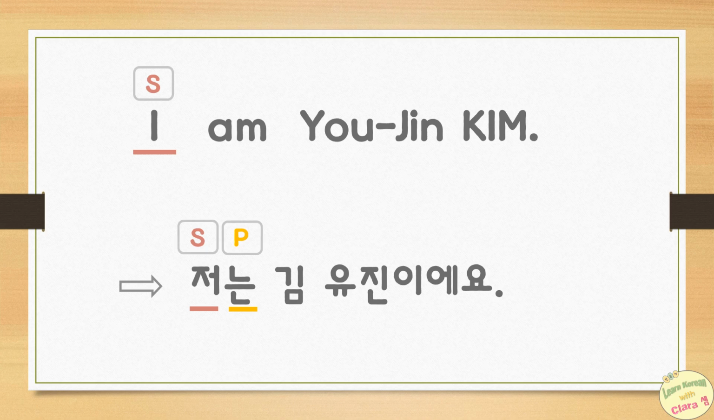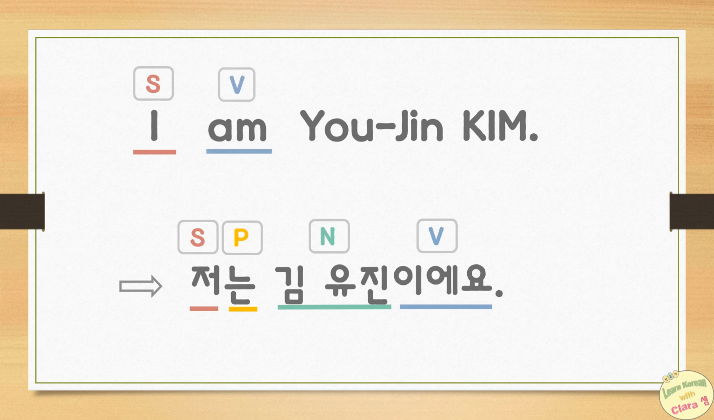In this video, I won't go into the details of grammar. The purpose of this lesson is just to show you how to make Korean basic sentences. If you want to have more grammar details, you could check out my other videos on these topics. Okay, let's continue. 김유진이에요. First, the noun 김유진, and then the verb 이에요. Whereas in English, their order is the opposite. The verb first, and then the noun.